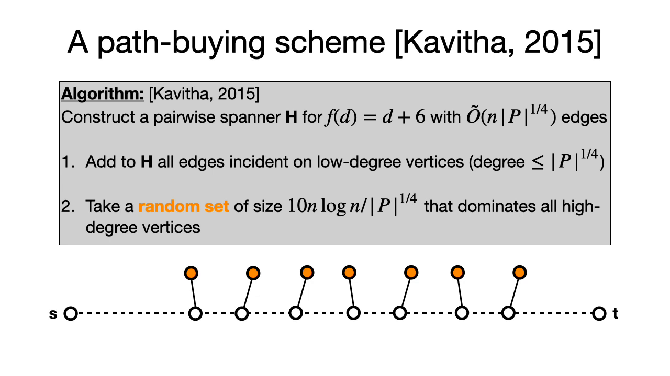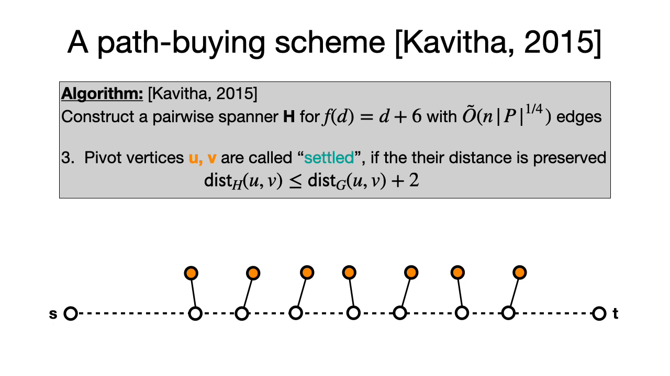Take a look at the shortest path below. Here, each high degree vertex is adjacent to a random pivot, which is drawn as a yellow circle. 2 pivots are called settled if their distance is already preserved by our spanner. That is, their distance in the current version of the spanner is equal to their original distance up to a constant additive error. For example, if these 2 pivots are settled, then there is a good path in the spanner between them.